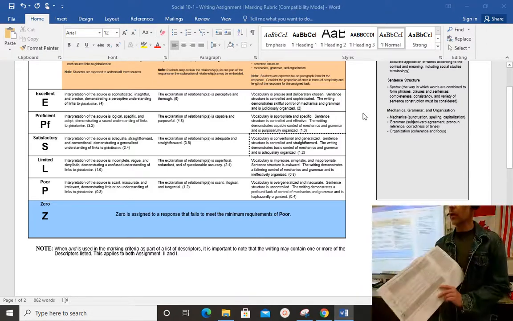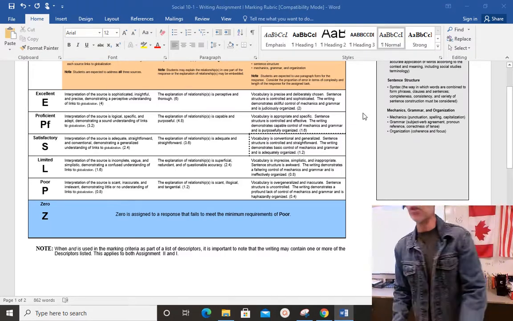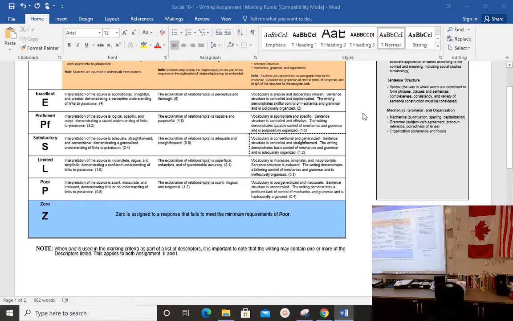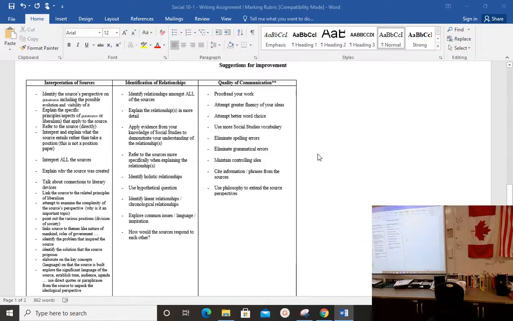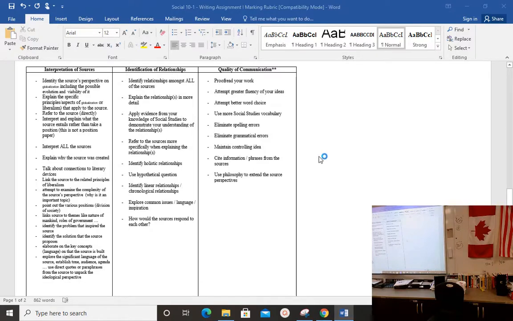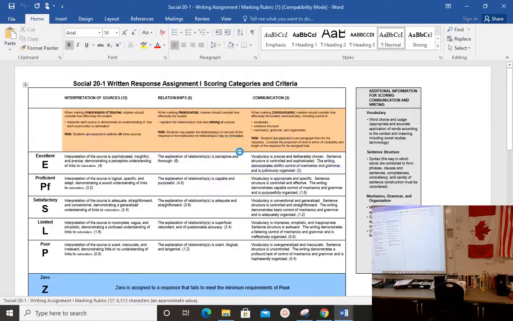The main reason why we're looking at this today, though, I want you to flip it over to the back side because there's some suggestions. When you get this back, I'm just going to be circling stuff on the back, and I'd like to go over what the back means today.